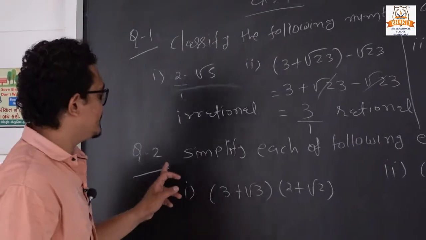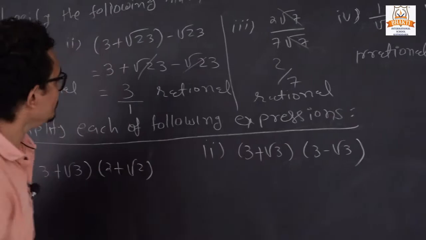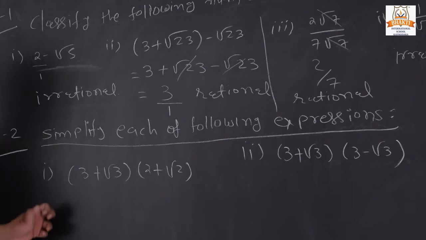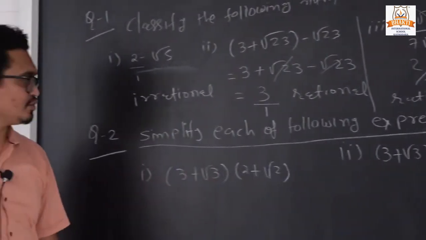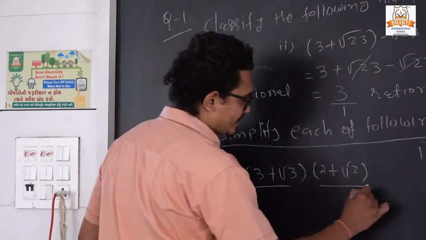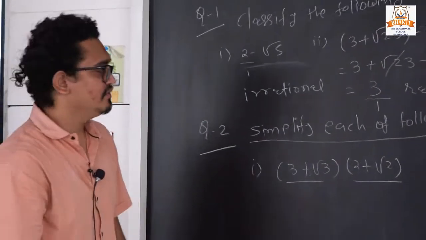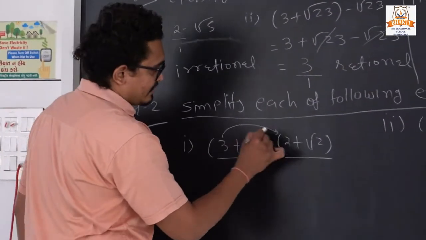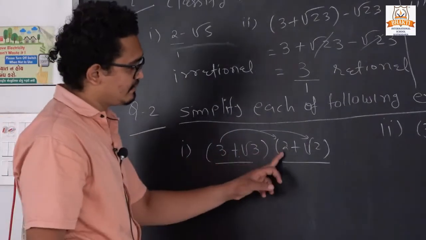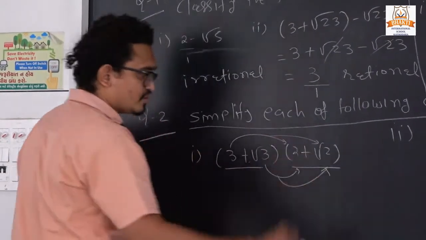Now in question number 2, they are saying: simplify each of the following expressions. Here we need to simplify the product. For that, here we have 2 brackets, 1 and 2. In the previous classes we saw that 3 is multiplied with both numbers. If we expand the bracket, 3 is multiplied with these 2 terms. Once again, root 3 is also multiplied with these 2 terms.